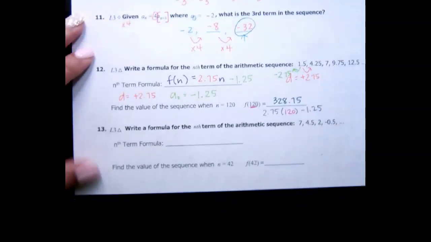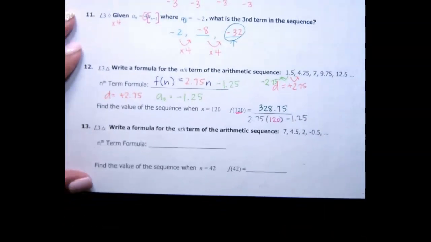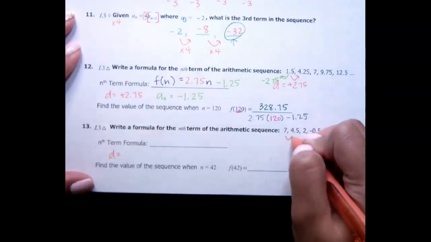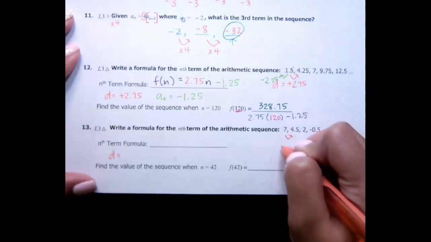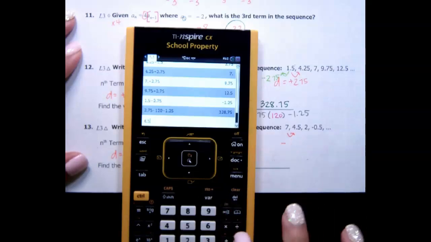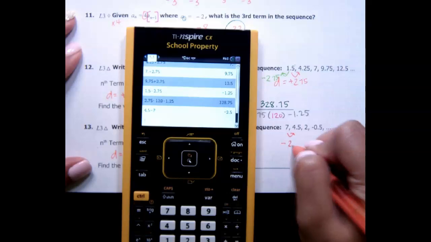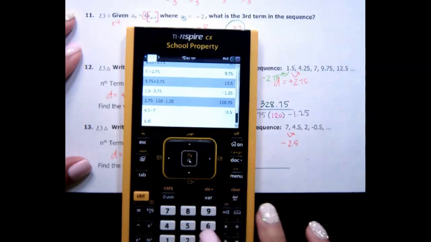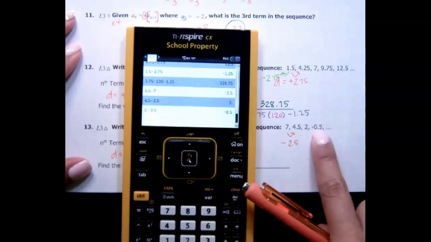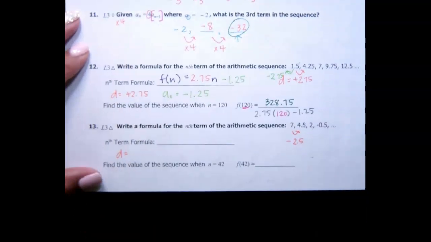Last one. Same thing, different numbers. Same process. So first we're going to identify our common difference. This time my numbers are getting smaller, so that means I am subtracting. Well, what am I subtracting? This number minus this number will tell me. 4.5 minus 7. I'm subtracting 2.5. 4.5 minus 2.5 should give me 2. Minus 2.5 should give me negative 0.5, which it does. So once you find your common difference, double check it.